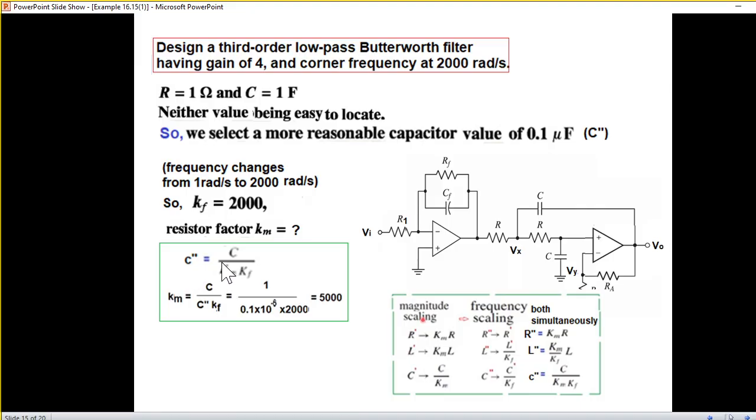So C double dash is C over Km Kf. From here, Km will be C divided by C double dash Kf. C is the initial value of 1 farad, and C double dash is the new value that we have selected, and Kf is 2000. So from here, Km is 5000. So new R double dash, I'm calling it Km into R, 5000 into 1 ohm is 5 kilo ohm.